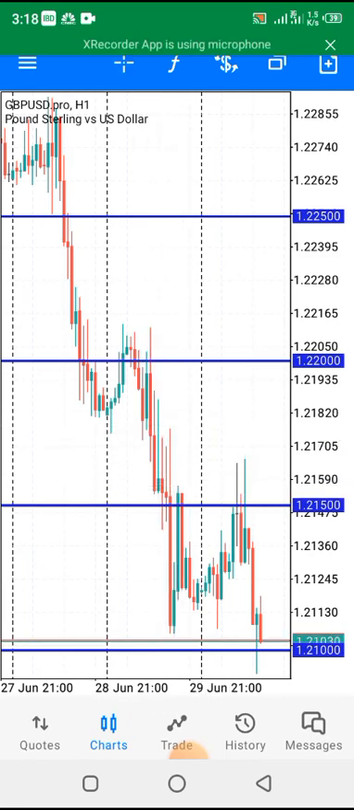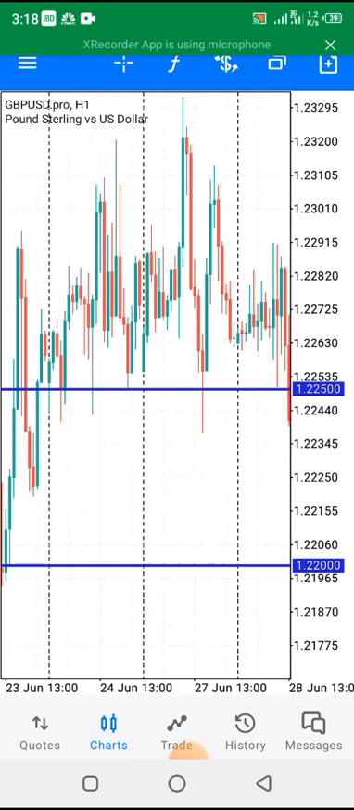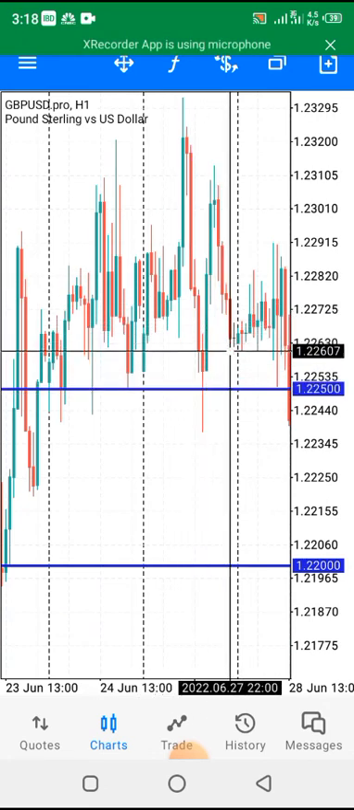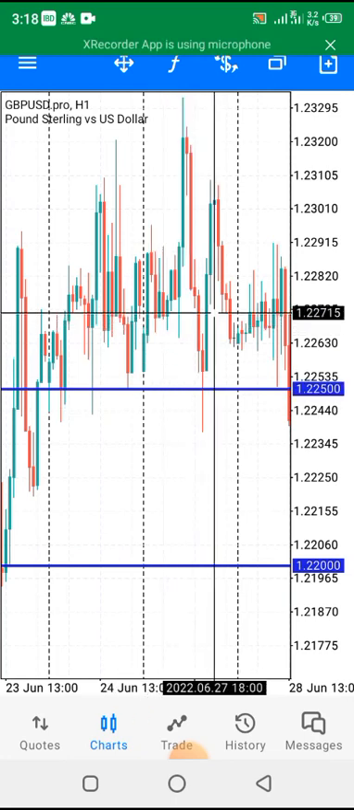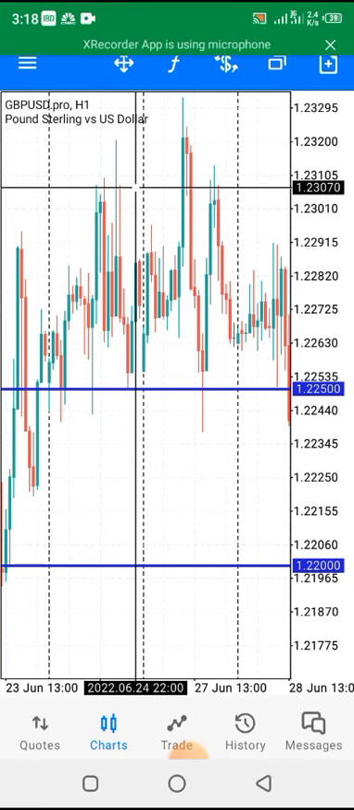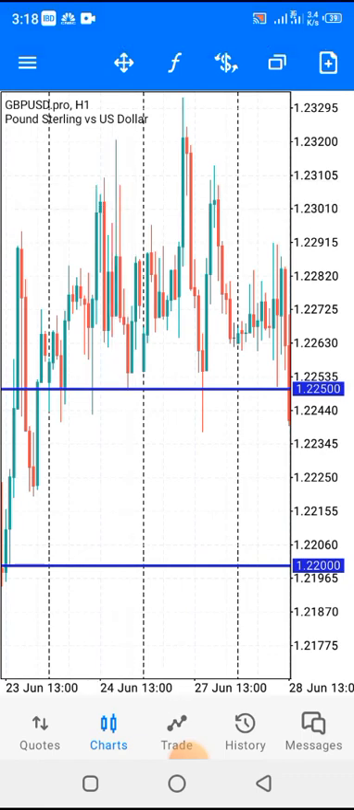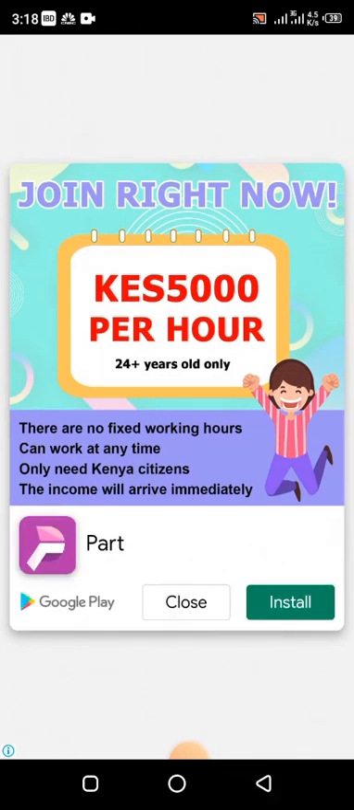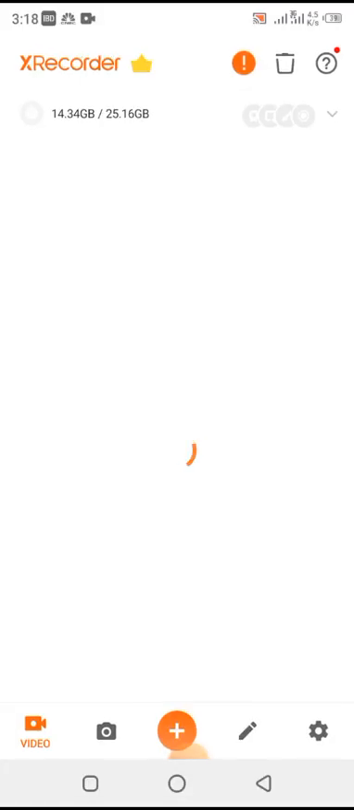So let's look at how the levels were over here. Price came here and rejected this 1.22500 level, and price bought. You see, guys. So I hope you have understood the psychological levels. You can also revisit the video so that you understand the levels well, guys.